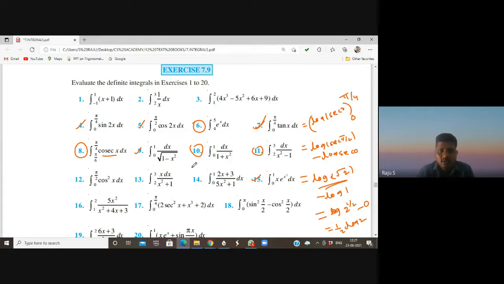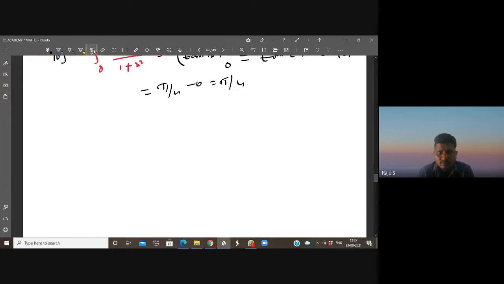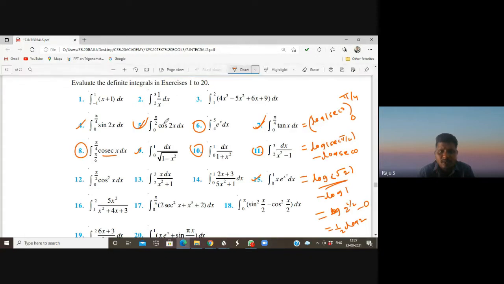Okay, next I'm going to do the fourth or fifth question. Let us do the fifth one. Integral cos 2x is sine 2x by 2, from limits 0 to pi by 2. Substitute upper limit in place of x, substitute lower limit in place of x. This is equal to 0 we will get. Okay, fine.